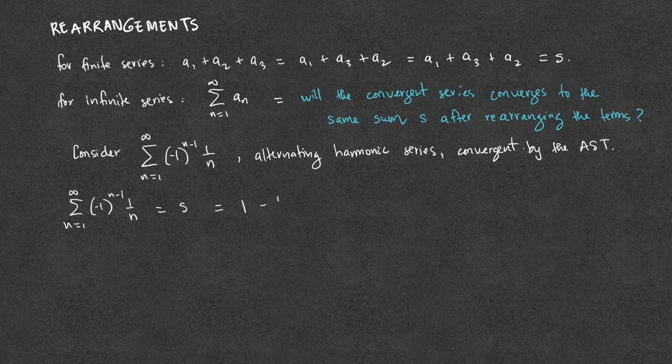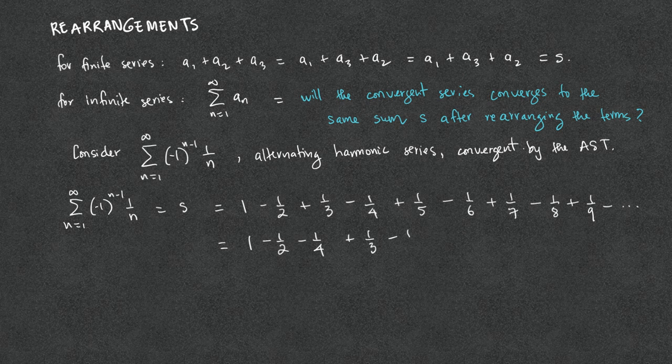This series is 1 minus 1/2 plus 1/3 minus 1/4. The even terms are negative and the odd terms are positive. We're going to rearrange this series by starting with one positive number and two negative numbers. So 1 minus 1/2 minus 1/4 plus 1/3 minus 1/6 minus 1/8 plus 1/5 minus, and so on. Remember that the odd terms are positive and the even terms are negative.